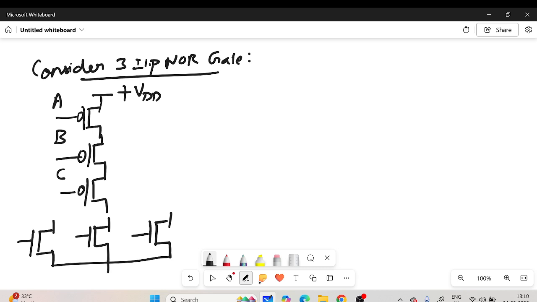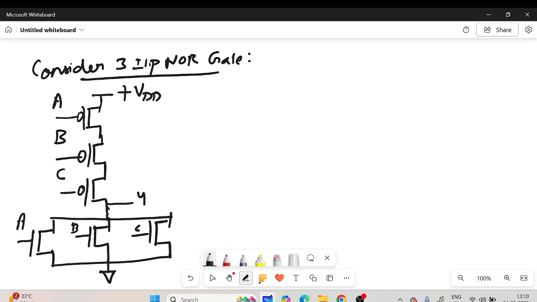So let me connect all the 3 transistors of the NMOS in a parallel manner and integrate it with the PMOS, and let me take the output as Y. So this is how you need to create a schematic of a 3-input NOR gate. The first step you need to do is compute the aspect ratio.